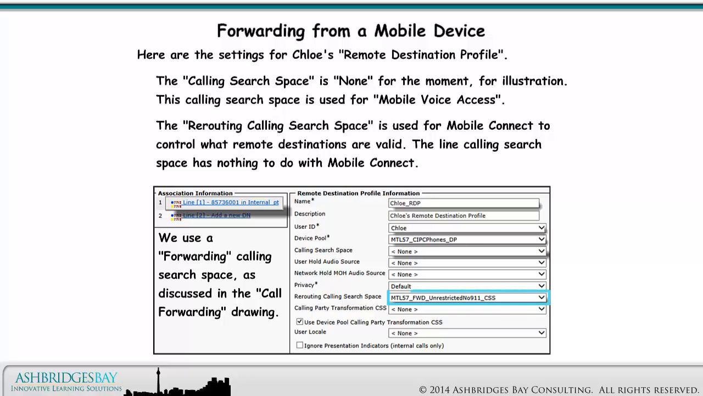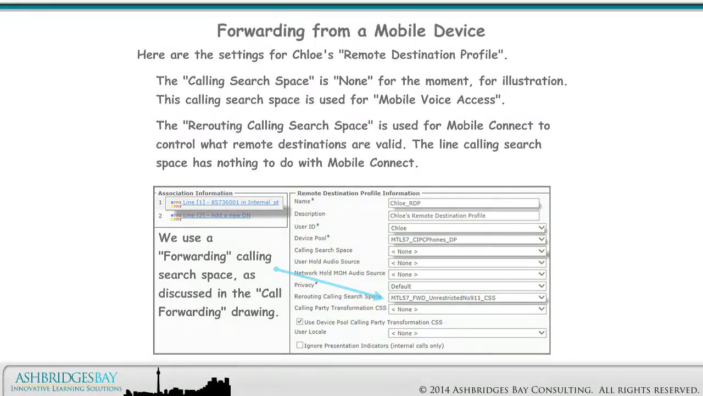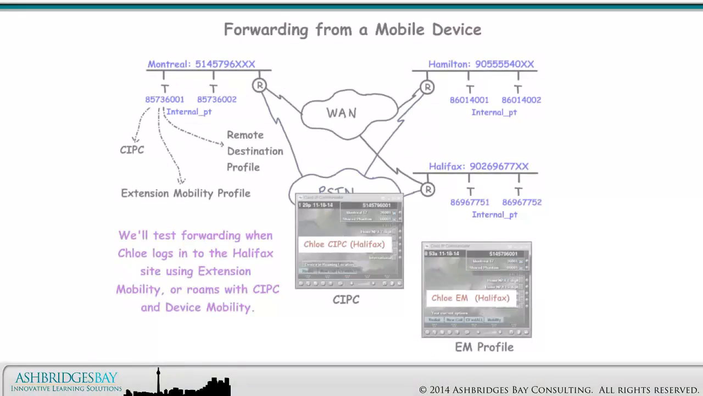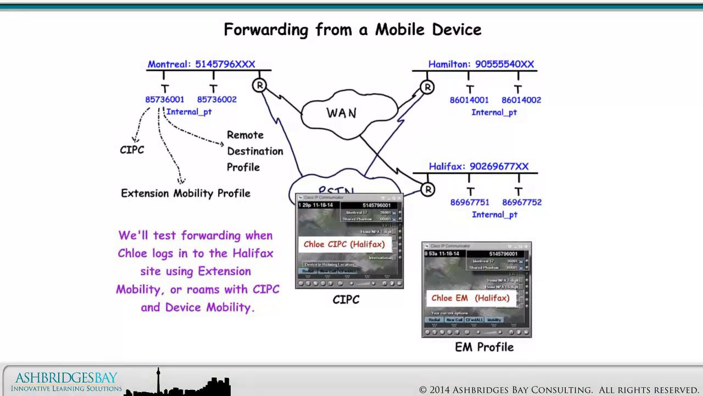The rerouting calling search space is used for Mobile Connect to control what remote destinations are valid. The line calling search space has nothing to do with Mobile Connect. We use a forwarding calling search space as discussed in the call forwarding drawing. We'll test forwarding when Chloe logs into the Halifax site using extension mobility or roams with CIPC and device mobility.